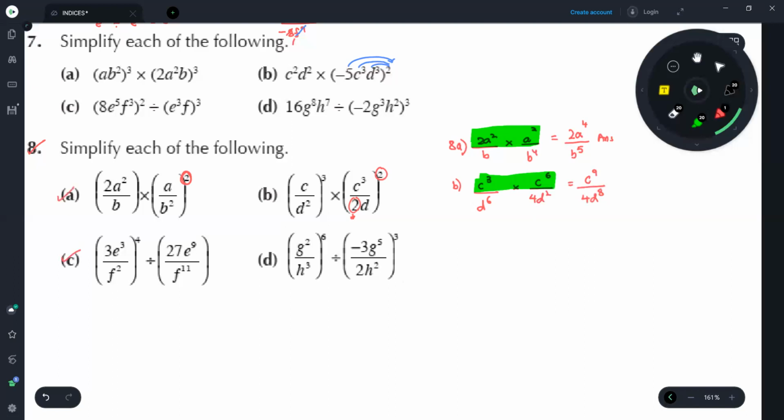Next is part c. So you see this 4 that's on top of the question. This 4 applies to every term inside the bracket. So it's going to be 3 to the power 4. Anybody who knows what 3 to the power 4 is?